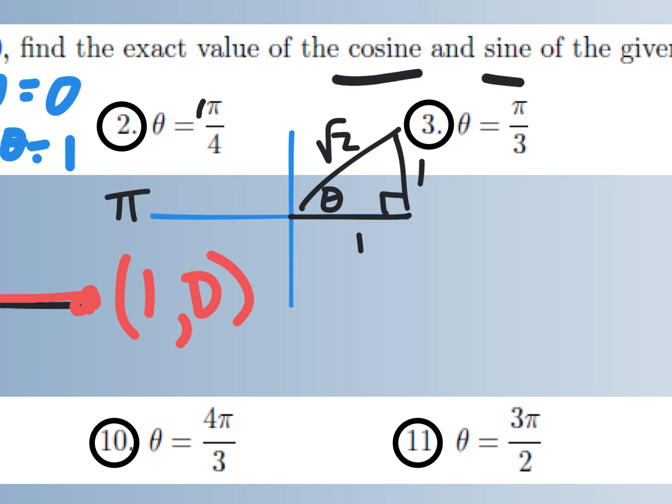So what if you can't draw a triangle? Then you make a point. And the sine is the y of the point. And the cosine is the x of the point.